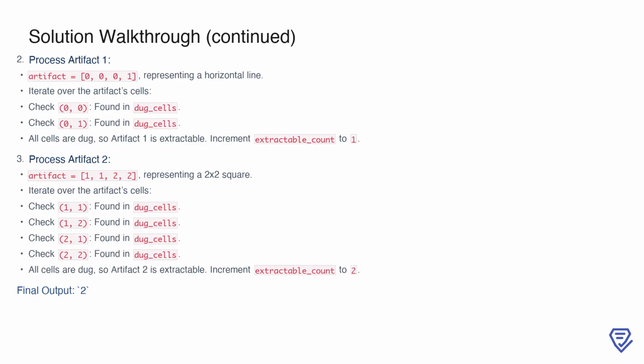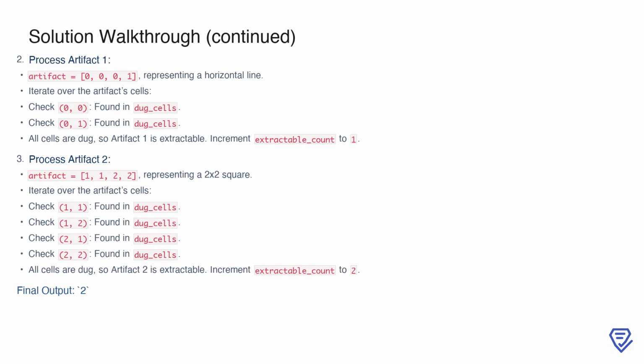The first artifact spans two cells horizontally, from (0,0) to (0,1), while the second artifact forms a 2 by 2 square from (1,1) to (2,2). The dug cells are (0,0), (0,1), (1,1), (1,2), (2,1) and (2,2). Converting this to a set gives us {(0,0), (0,1), (1,1), (1,2), (2,1), (2,2)}.